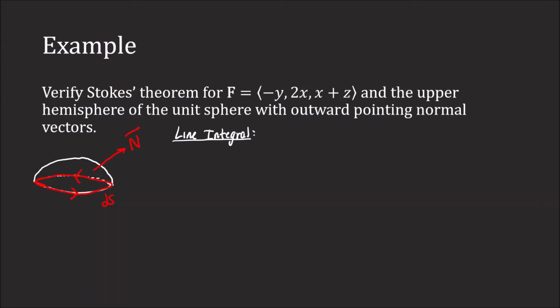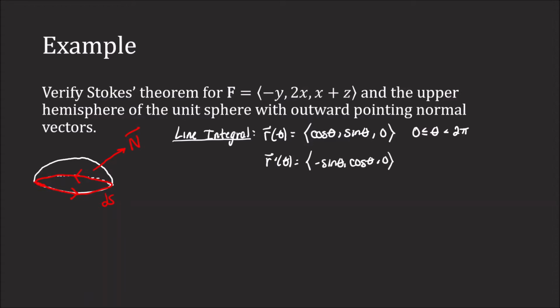Now, the boundary of S is the unit circle, and as we know, this will have the following parameterization. r of theta is cosine theta, sine theta, 0, where theta will go from 0 to 2 pi. This means that r prime would be negative sine theta, cosine theta, 0.